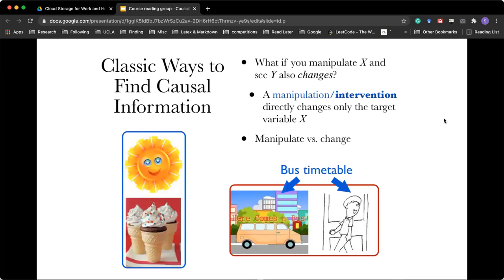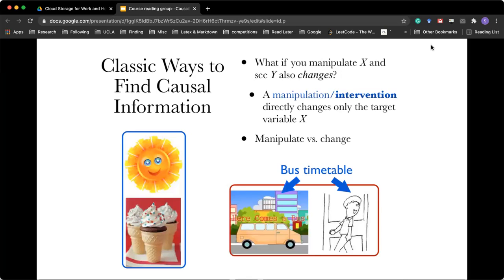But suppose we want to know which one caused the other. As a human, we have some knowledge, so we know that weather caused the sales of ice cream. But suppose we don't know that. What should we do? How can we know whether weather caused ice cream or the other way around? An easy and ideal way that we can come up with is, if I just use the do calculus, if I manipulate or intervene on one of them, I will see what will happen on the other.